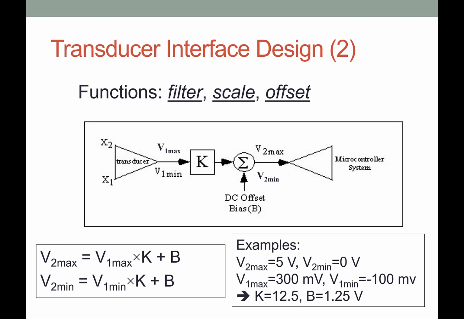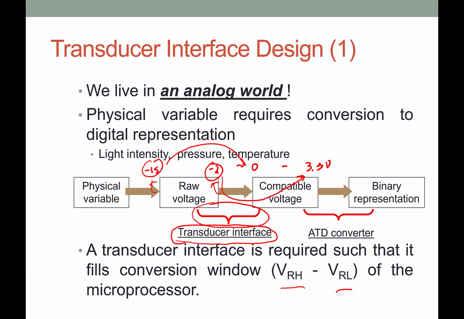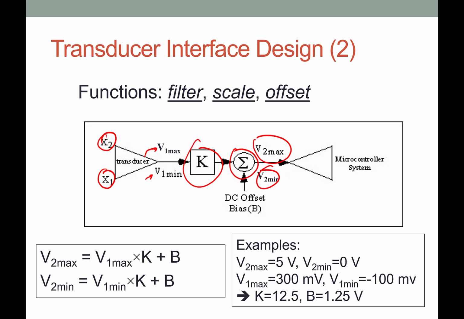So here it's trying to show that you have some transducer that gives you some signals that have X1 and X2, and they'll produce these minimum and maximum voltages. Well, you can pass that through an amplifier and an offsetter so that those can become this V2 max and V2 min. And just to make it clear, that's what I was sort of saying right here. Those are those voltages that can easily be interpreted and put into the microcontroller A to D system.